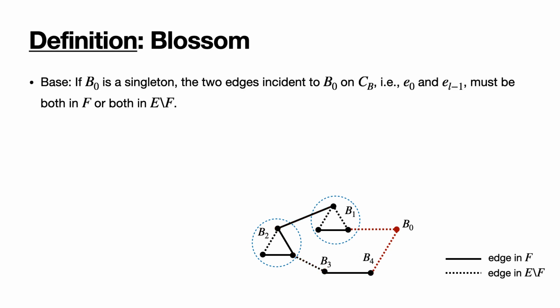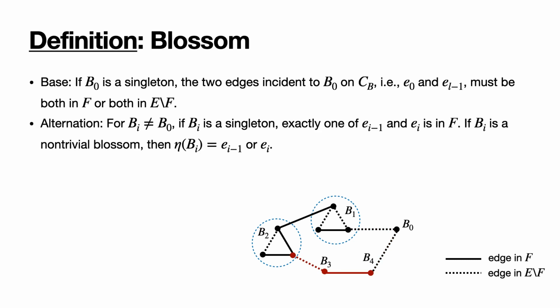If B_0 is a singleton, the two edges incident to B_0 must be both in F or both in E\F. For other singletons or non-trivial blossoms B_i: if B_i is a singleton, exactly one of E_i and E_{i-1} is in F. If B_i is a non-trivial blossom, then its base must be incident to E_i or E_{i-1}.